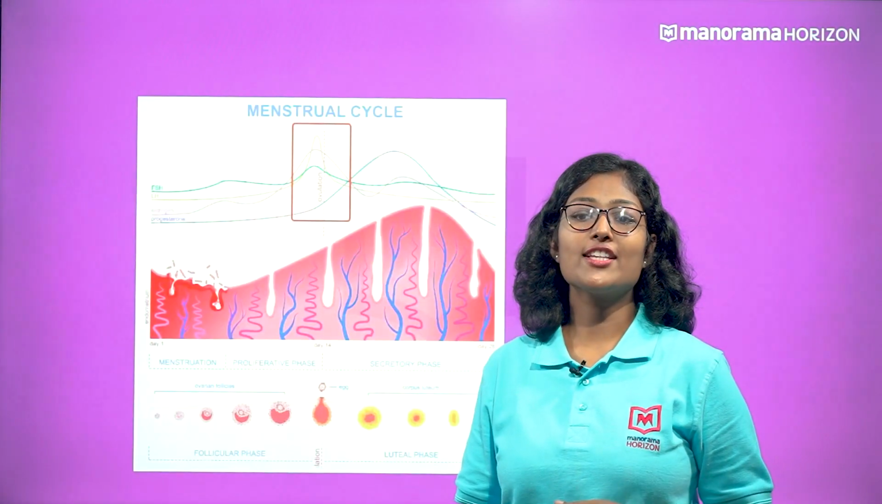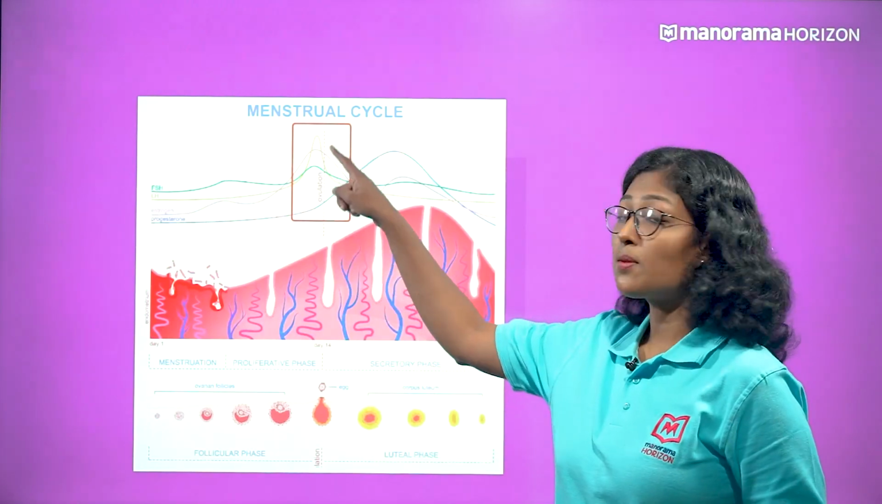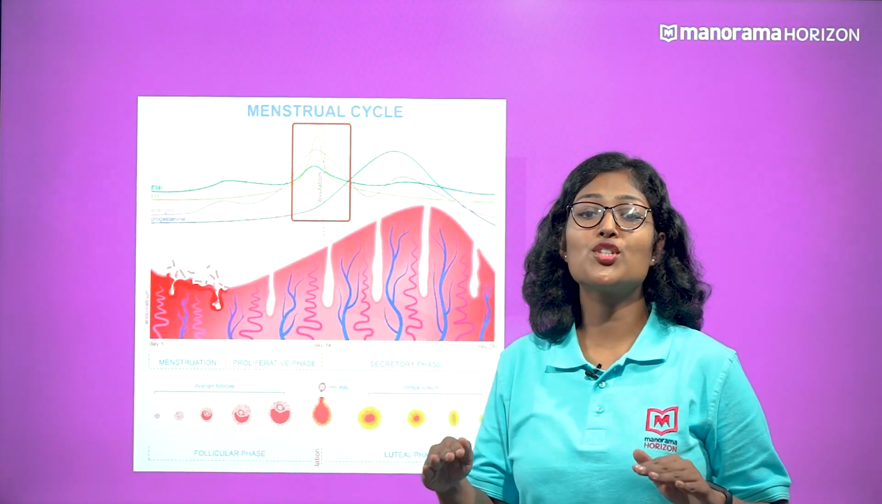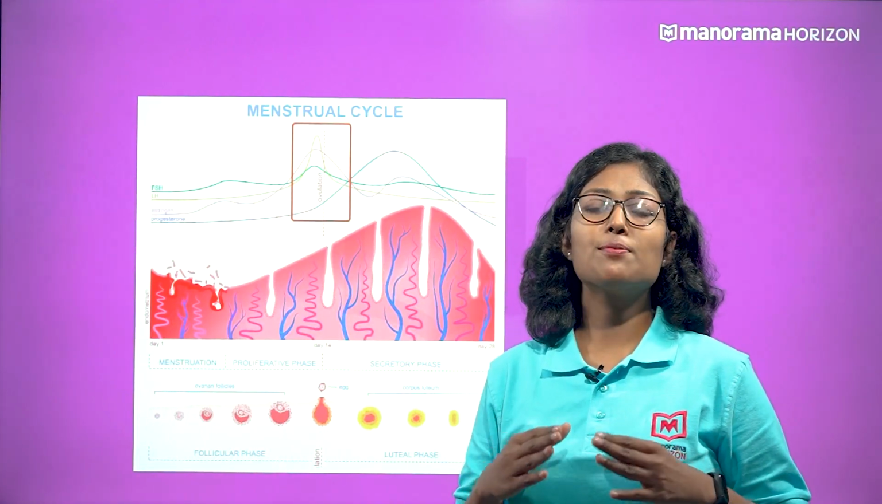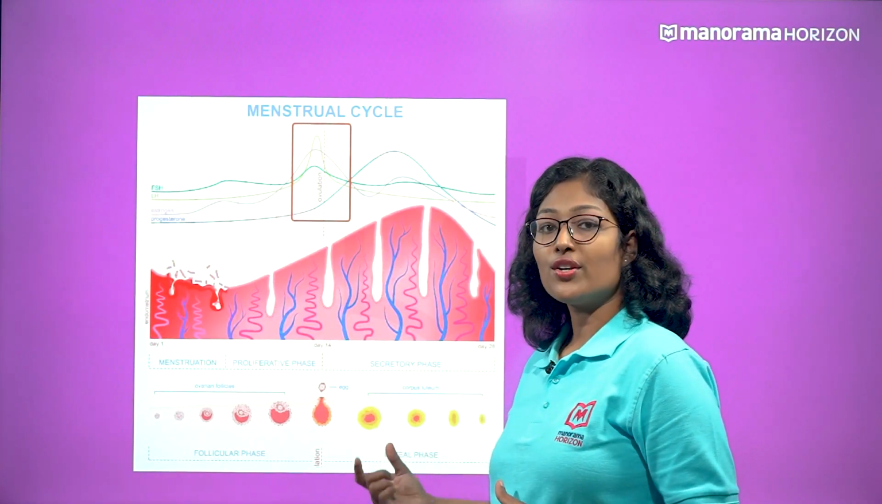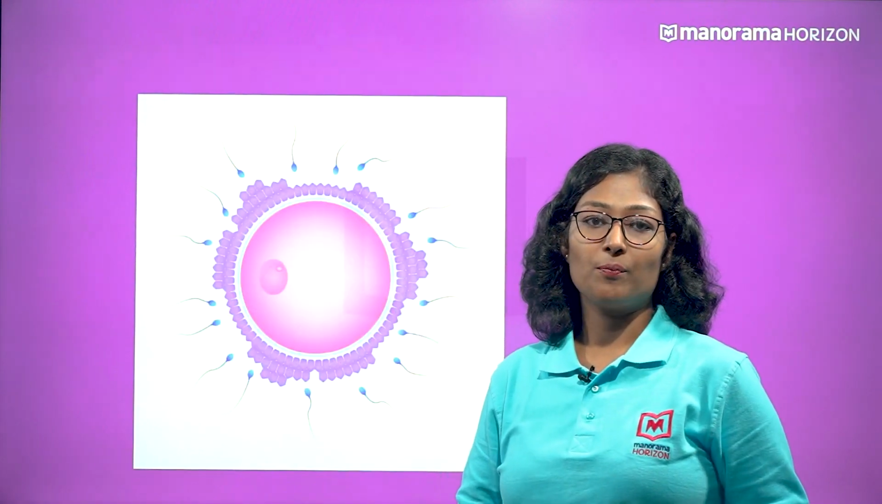The next phase is ovulation. The level of LH attains its peak in the middle of the cycle and induces the rupture of the Graafian follicle to release the ovum. This process is called ovulation. It usually occurs on day 14 of a 28 day cycle.